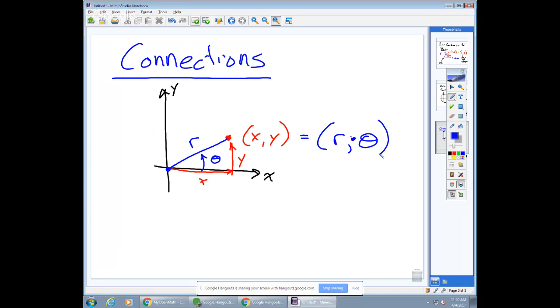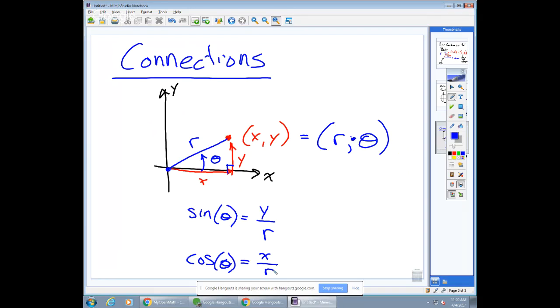Well, what do we know about r, theta, x, and y? Well, I just made a right triangle, correct? And so from basic trigonometry, we know, for example, that the sine of theta is equal to y over r. Opposite over hypotenuse. We know the cosine of theta is equal to x over r. Those are going to be useful.